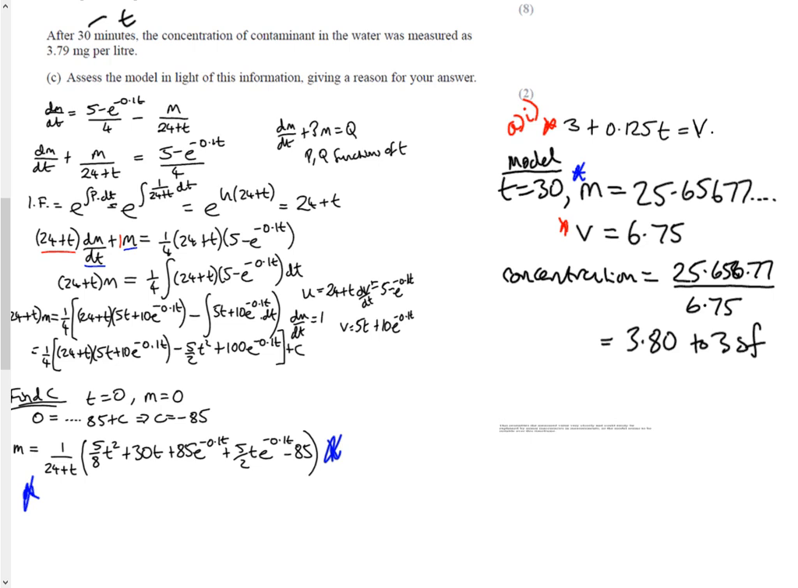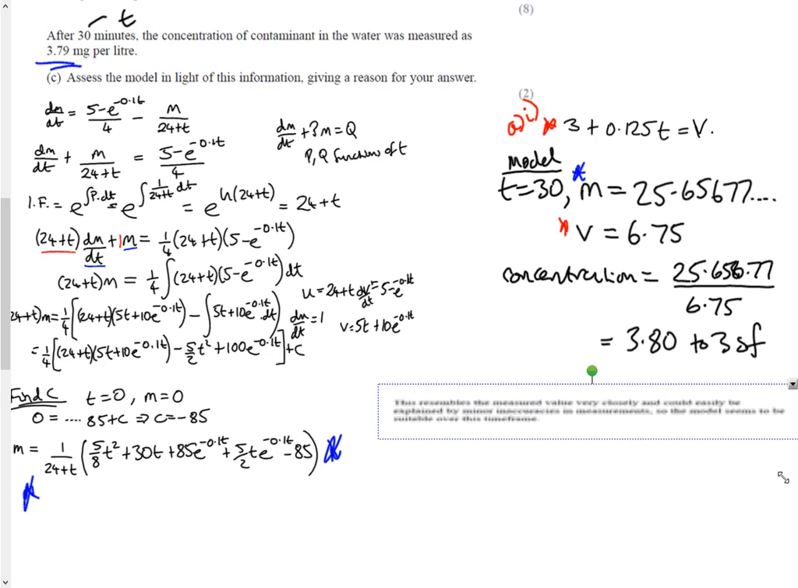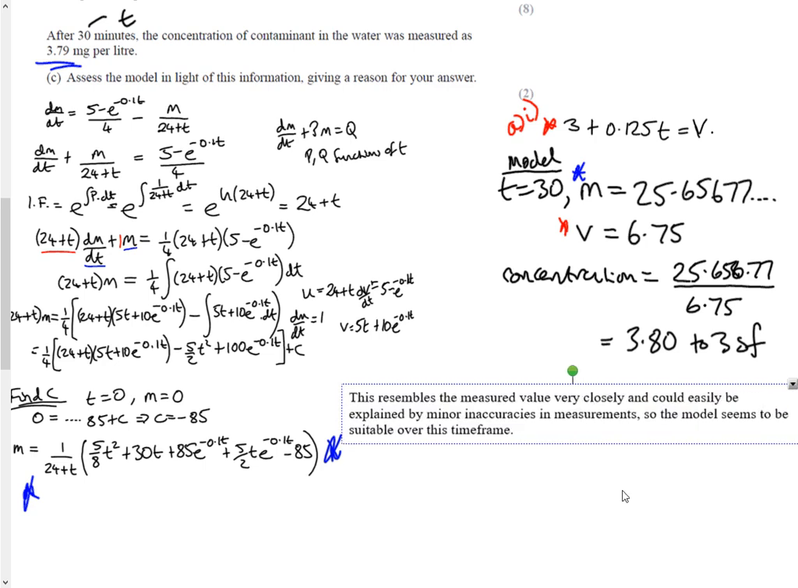Now, the amount that was measured is 3.79. So as you can see, those two things are very close, so we can conclude that the model is suitable for this time frame. And all I've done for this one is copy what it says in the mark scheme, which you can read here. You just have to say something similar to that.